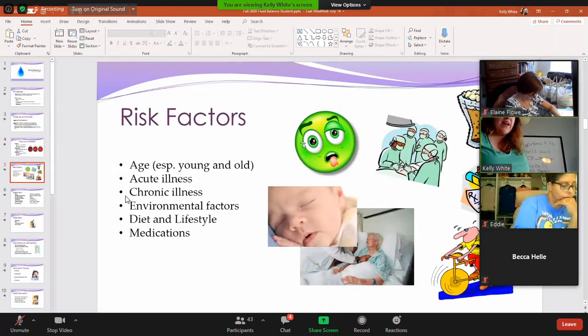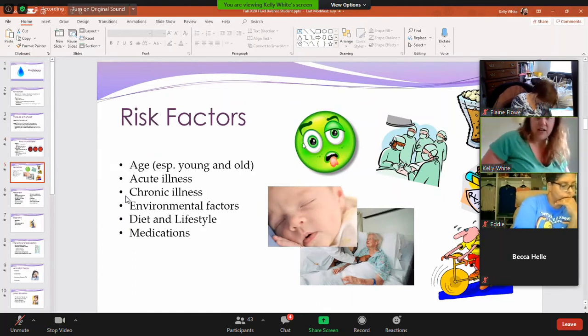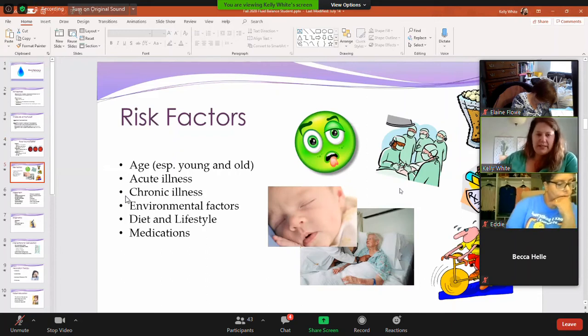So our risk factors of having any kind of dehydration, and this pertains to all of your dehydrations. Your age is going to have an effect. Your infants and your elderly are going to be at much greater risk for dehydration than your middle-aged person.